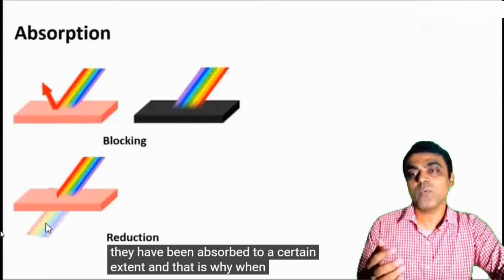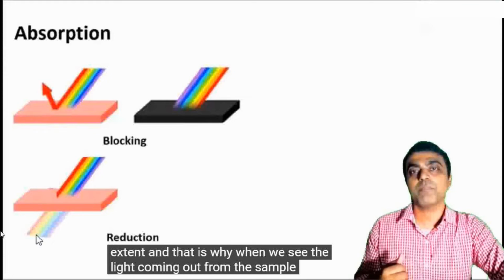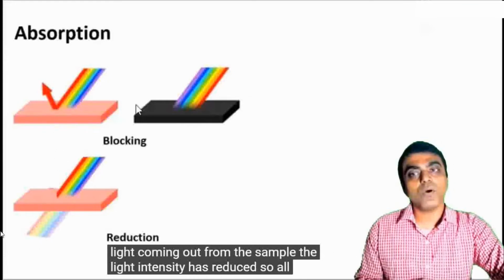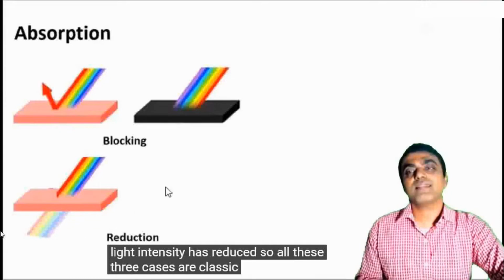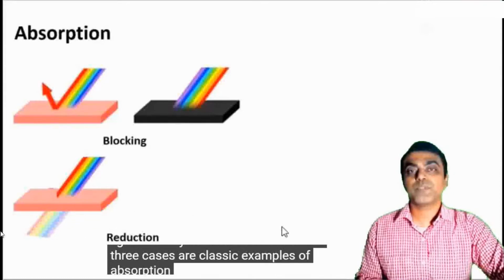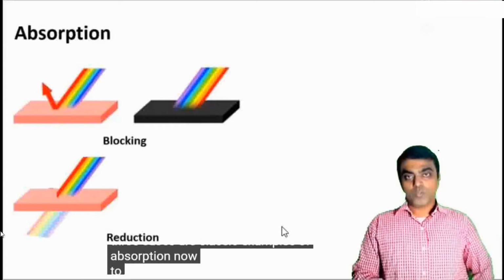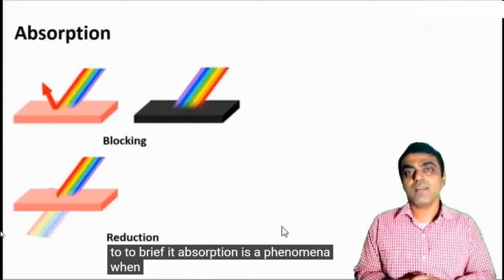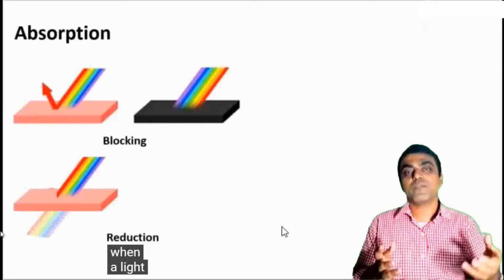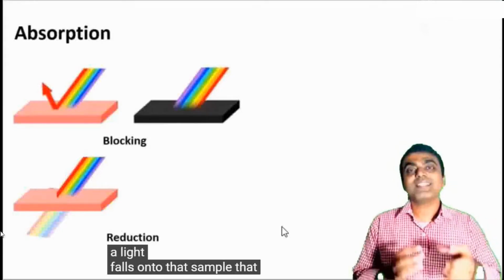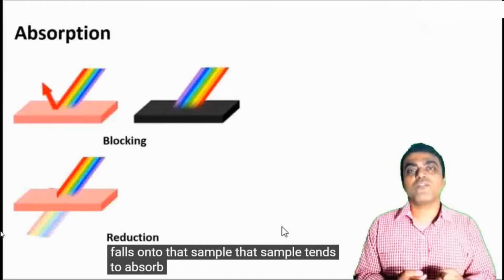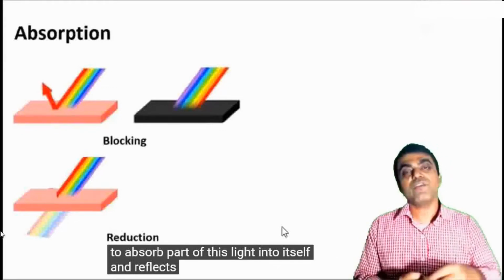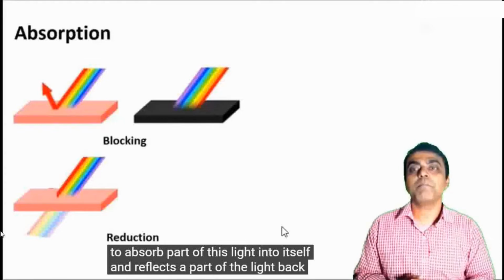And that is why when we see the light coming out from the sample, the light intensity has reduced. So all these three cases are classic examples of absorption. Now, to brief it, absorption is a phenomenon when light falling onto a sample tends to absorb part of this light into itself and reflects a part of the light back.